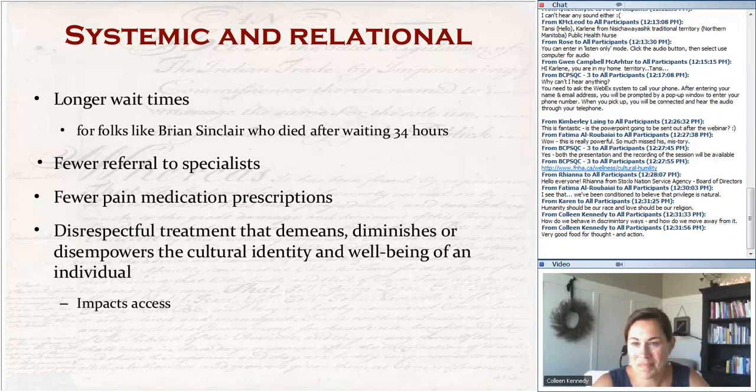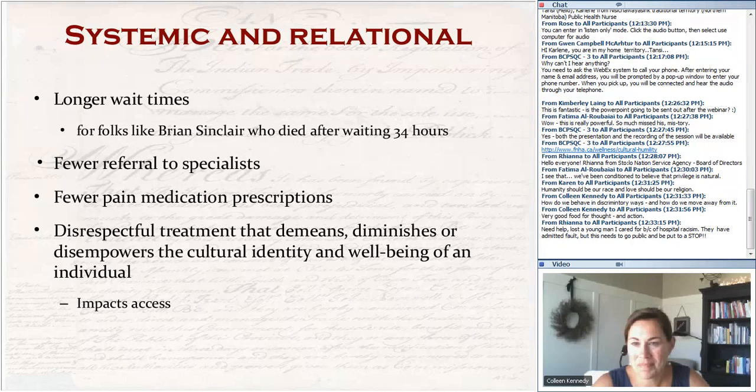So that's a pretty overt form, right? But there are other more subtle forms. And so we also know, and this is through research, that fewer Indigenous people are referred to specialists. We know that fewer Indigenous people are prescribed pain medication. We have massive evidence of folks who have reported disrespectful treatment that demeans them, diminishes them, and disempowers them because of their cultural identity.